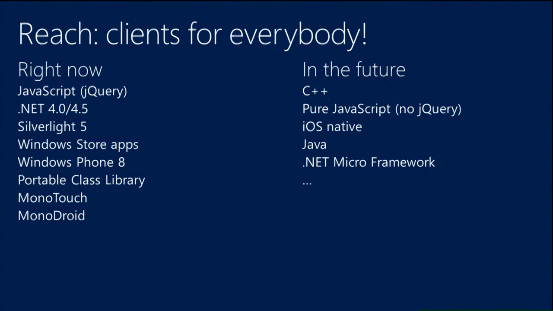So what we have right now is JavaScript clients, which I just showed you, so you can write applications for the browser, and they work across all browsers, across different versions as well. The clients work for .NET Framework 4.0 and 4.5. We have a client for Silverlight 5, Windows Store apps, both HTML/JavaScript and C#, and Windows Phone 8. We're going to have a portable class library with the 2.0 release. We also have clients for MonoTouch and MonoDroid.